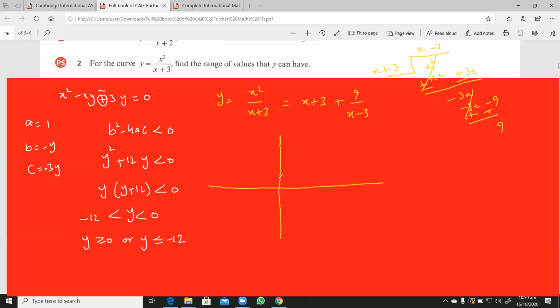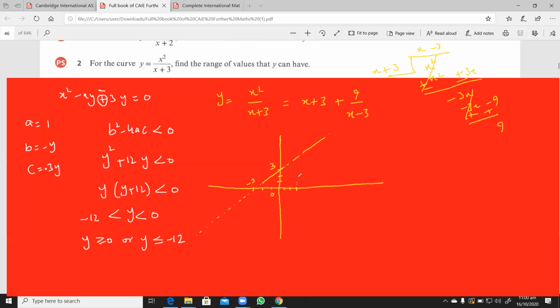So x minus 3 means we go 1, 2, 3. You must be very quick in drawing this line. So this is your oblique asymptote. This is 3 here, this is minus 3 here, this is 0 here. And then there is a vertical asymptote, that is x equal to 3.